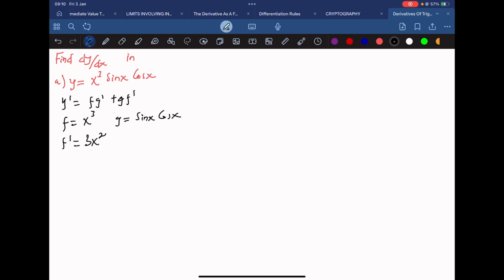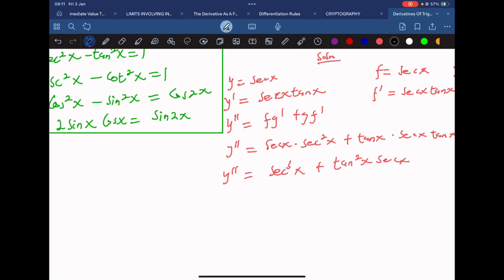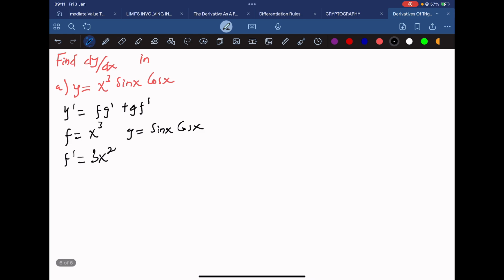Now, remember, as we wrote over here, you see we have 2 sine x cosine of x. 2 sine x cosine of x is equal to sine 2x. So if we make sine x cosine of x the subject, we are going to have sine of 2x out of 2. So having this, to find g prime, we can use the quotient rule.